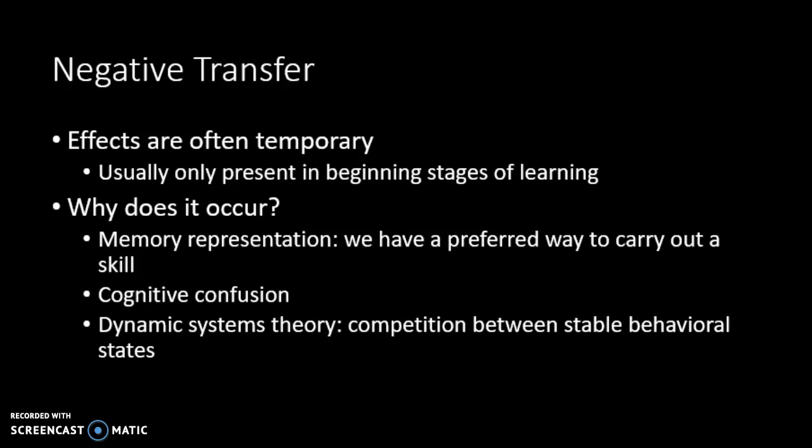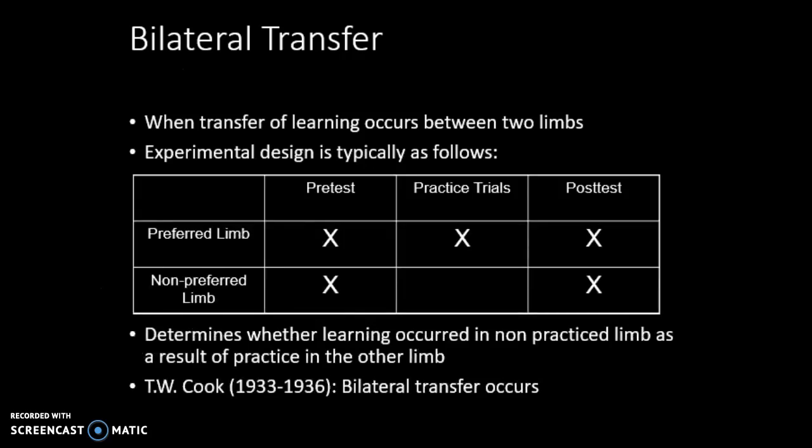And why does it occur? One thought is memory representation: we have a preferred way to carry out a skill. Then cognitive confusion, we can think of that. And then dynamic systems theory is the competition between stable behavioral states. So that's how we end up looking at this.